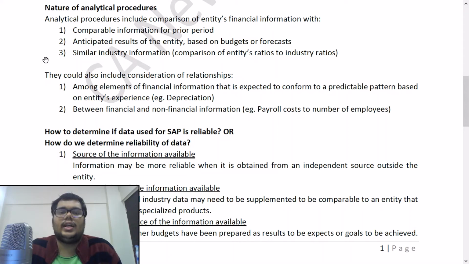Analytical procedures include comparison of entities' financial information with point number one, comparable information for prior period. So you can have comparable information for prior period. Number two, anticipated results of the entity based on budgets or forecasts. So this point number two you can use to build expectations of the current period amounts. You can take the budgets or forecast that the management has drawn up in the start of the year or the period, and you can use that to build expectations.